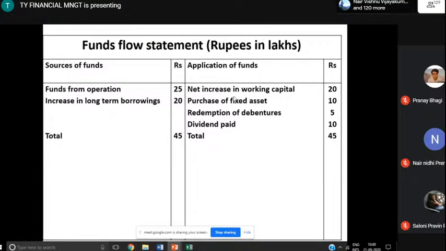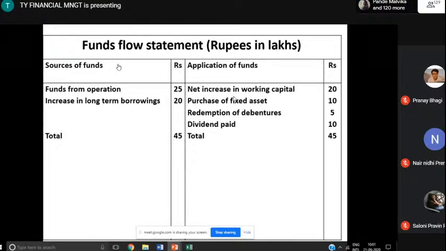I repeat, whatever answers you got in step number 1 and step number 2 must be transferred under funds flow statement. First answer what you got was net increase in working capital, 20 lakhs. FFO, 25 lakhs. Now you have to deal with the fixed asset. Purchase of fixed assets / non-current asset, 10 lakhs. We have already done the marking. Increase in long-term borrowing, 20 lakhs.